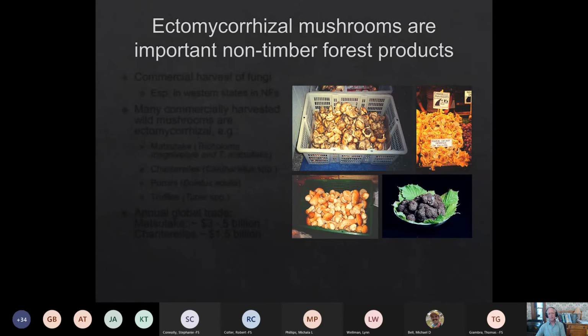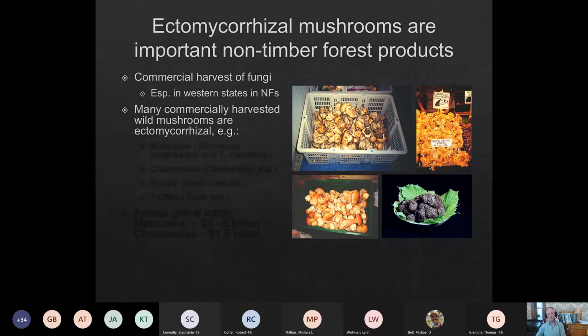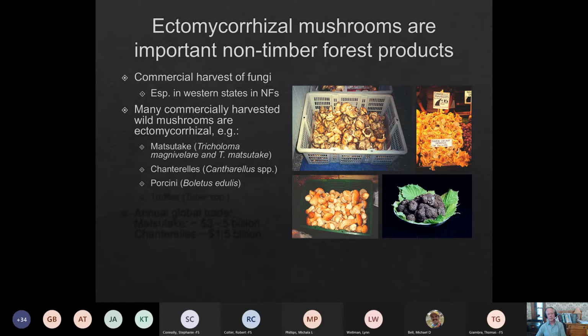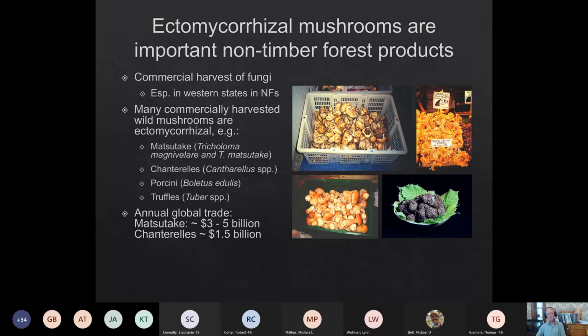Think about another part of the food web, which is they are also important non-timber forest products. Humans eat them too. Commercial harvest of fungi is very important, especially in the US, especially in western states in the national forests. There's a heavy load of harvesting. Many fungi are commercially harvested. Many of the commercially harvested species are wild ectomycorrhizal fungi, such as matsutake, Tricholoma magnivelare and Tricholoma matsutake, chanterelles, porcini, or the king boletes, and truffles, true truffles. And for example, for two of those species, the annual global trade is very substantial. So these are important economically as well.